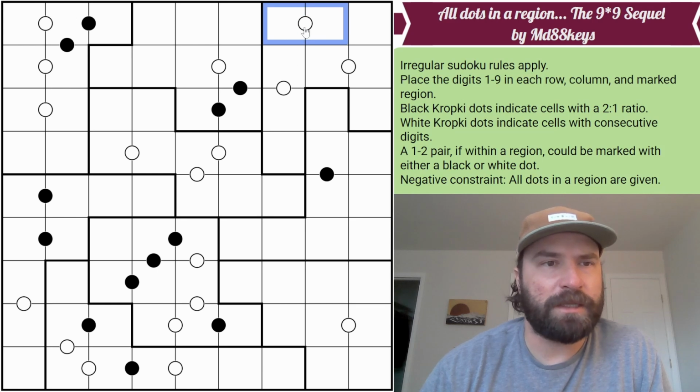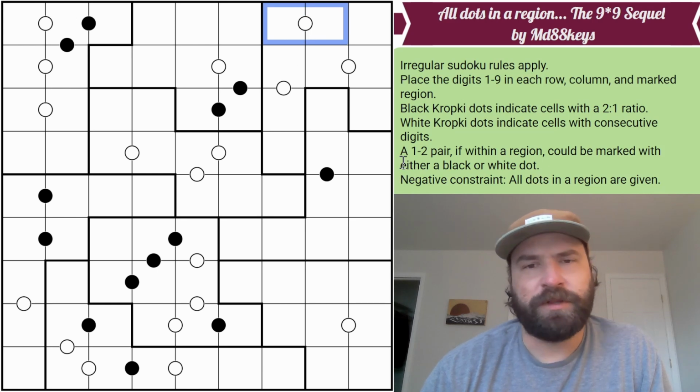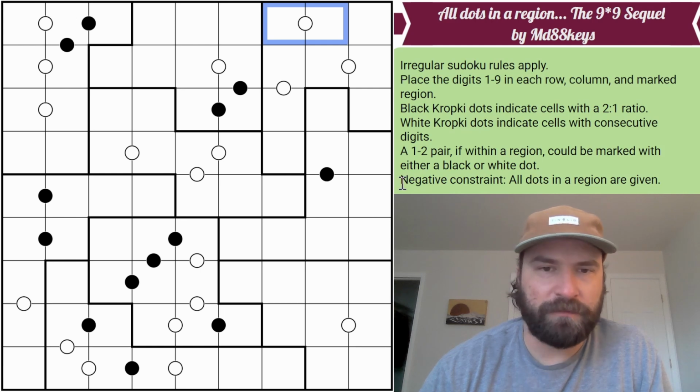Okay, and it's saying specifically a 1-2 pair, if within a region, could be marked with either a black or a white dot. And that's important because there's a negative constraint, which is that all dots in a region are given. All dots in a region are given.